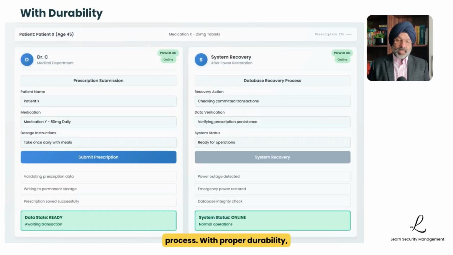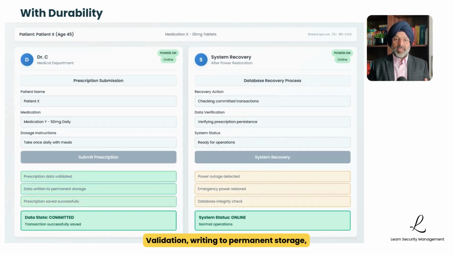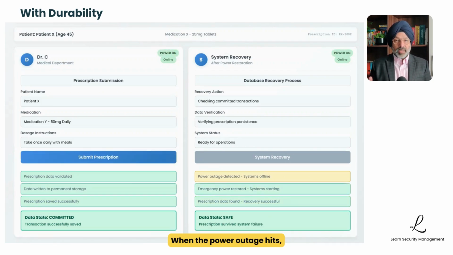With proper durability, the prescription completes all three critical steps: validation, writing to permanent storage, and transaction commit confirmation. When the power outage hits, the system goes offline. The committed data survives because it was properly written to non-volatile storage. After emergency power restoration, the database integrity check confirms the prescription data is intact and ready for the pharmacy.